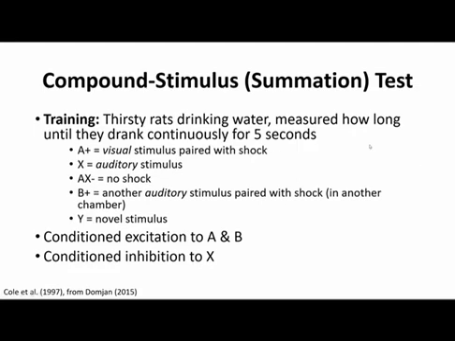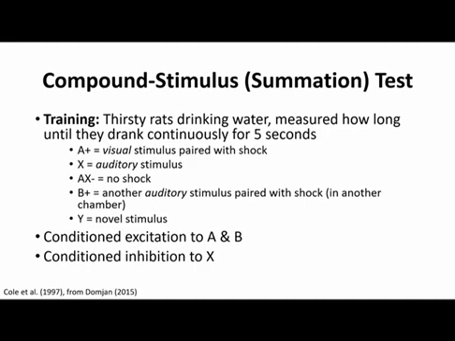And our measure here of behavior is looking at how long it takes for them to drink continuously for 5 seconds. And so here the idea is that if a rat is, say, anxious or nervous about something, they would drink very briefly and then stop, and then drink briefly and stop, and drink briefly and stop. So if they are more nervous, it would take longer for them to sit still and drink for a full 5 seconds than if they were calm.